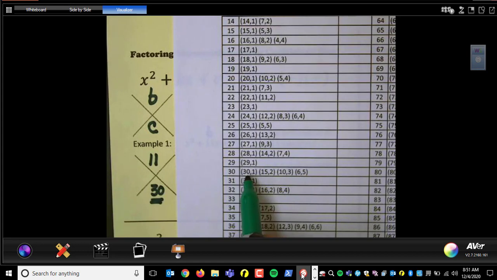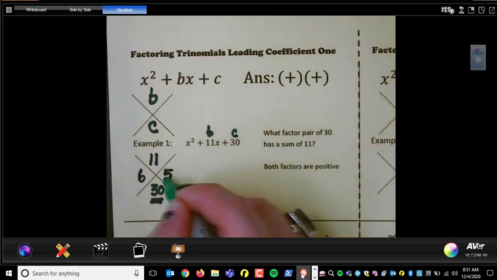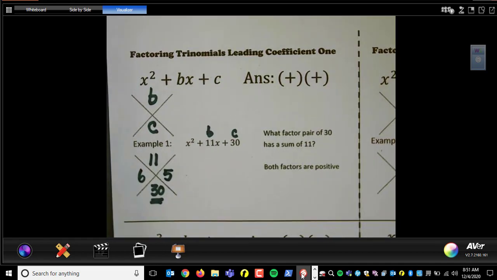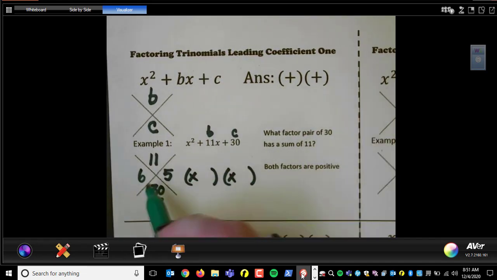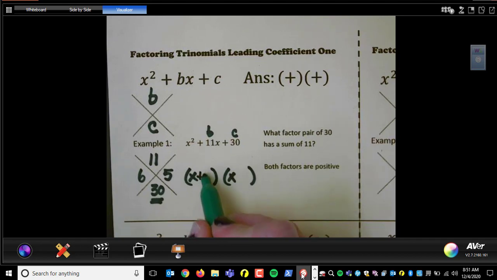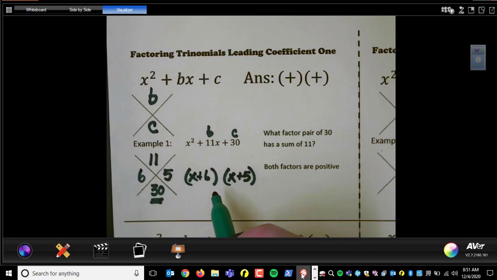Well, this is 31, 17, 13. 6 plus 5 is 11. So we are going to use 6 and 5. Now our last step is just to make these into 2 binomials. X will be your first term, and then it doesn't matter. You can put the 6 first, you can put the 5, whichever one you want to do. We're okay there. Multiplication is commutative, so we can put those in either order.